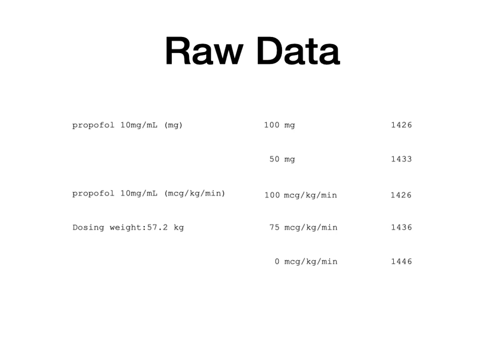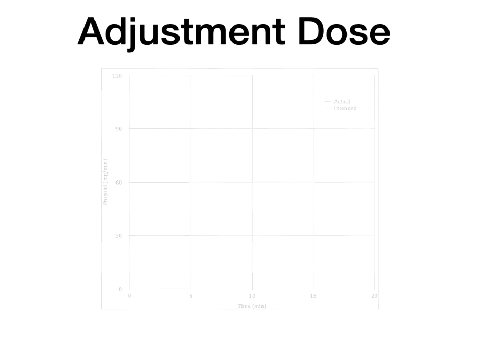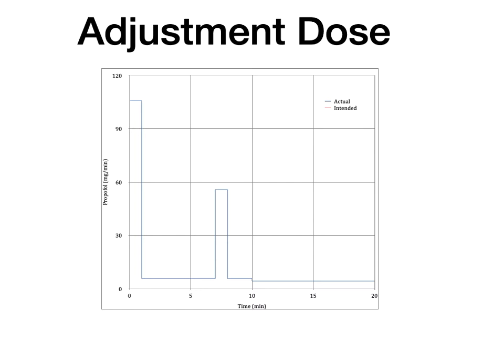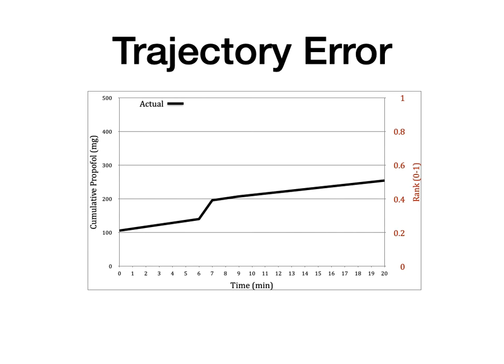Starting with raw data for infusion rate and bolus, we develop a sample data stream for infusion rate and project the initial infusion rate out to the end of the cohort of 20 minutes. We then calculate the difference between the intended rate and the actual rate, the shaded blue area, to determine the adjustment dose. Trajectory error is determined by looking at the actual cumulative propofol dose over time for the entire period.